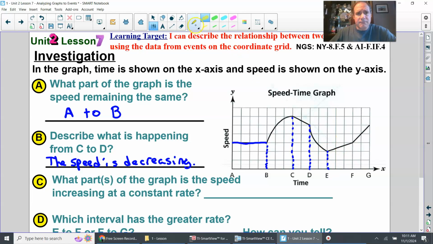And I'm going to say right here, this is increasing at a constant rate from E to F. Increasing at a constant rate from F to G. So constant, straight line, constant to G. So it's constant and constant. So E to F and F to G.